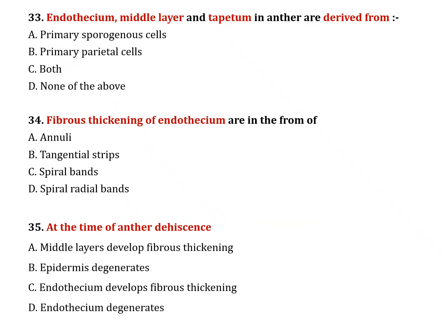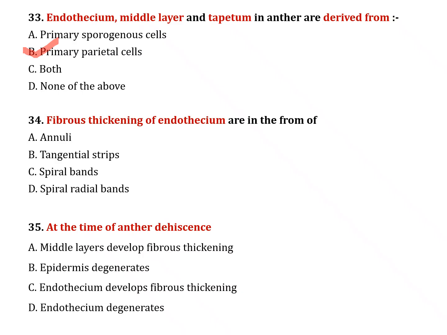The next question, number 33. Endothecium, middle layer and tapetum in anther are derived from: option A, primary sporogenous cells; option B, primary parietal cell; option C, both; option D, none of the above. Correct answer is option B, primary parietal cell.